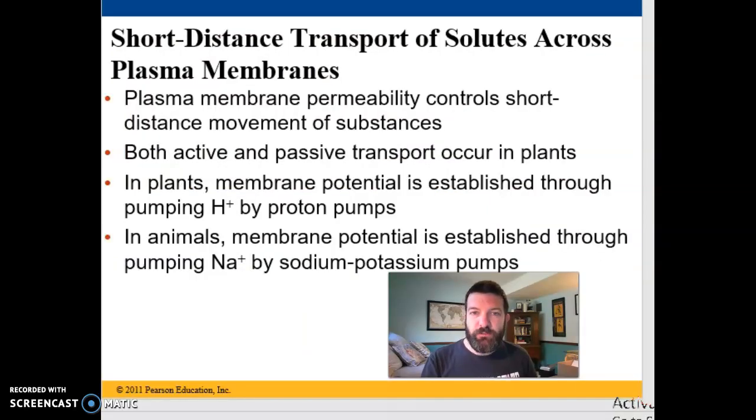Just like in animals, plants can move things across the membrane through active transport by using pumps, or by passive transport by using channels that allow things to move across. And they often use the movement of solutes to promote the movement of water, which follows solutes due to osmosis. But whereas animals tend to do this using sodium-potassium pumps, where we pump sodium in a particular direction and potassium in the other direction, plants use hydrogen pumps generally.